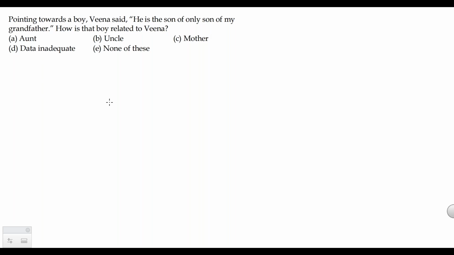Okay. Pointing towards a boy, Veena said, he is the son of my grandfather. He is the only son of my grandfather. Son of, only son of my grandfather.